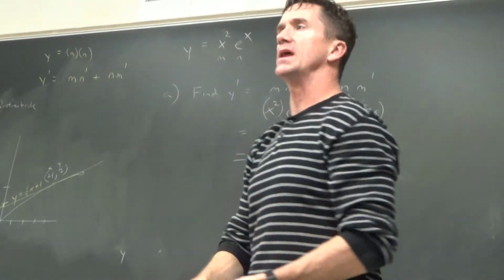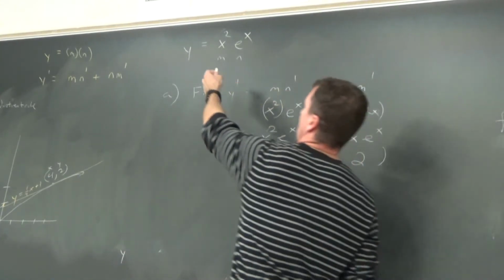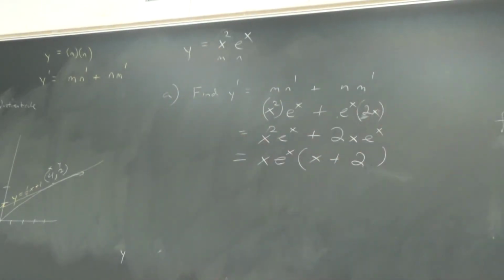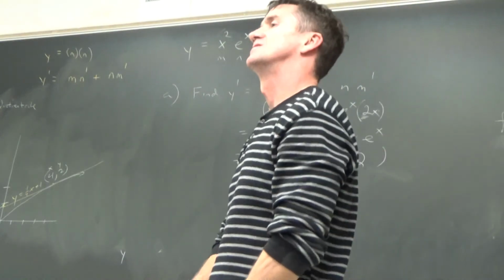If you don't like letters m and n, some students like f and g, if you want to do that. But when you're doing this part, you're just talking about what's my f, right? And when you're doing that part right there, you're doing what's my g. And the other ones are the derivatives.